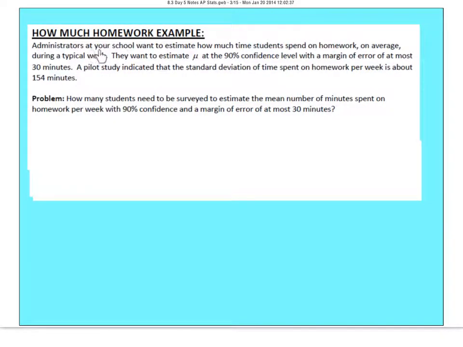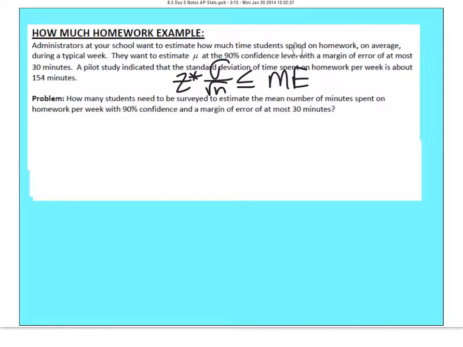Here, administrators at your school want to estimate how much time students spend on homework on average during a typical week. They want to estimate the mu at a 90% confidence with a margin of error of at most 30 minutes. A pilot study indicates that the standard deviation of time spent on homework per week is about 154 minutes. How many students need to be surveyed to estimate the mean number of minutes spent on homework at a 90% confidence with a margin of error of at most 30 minutes?